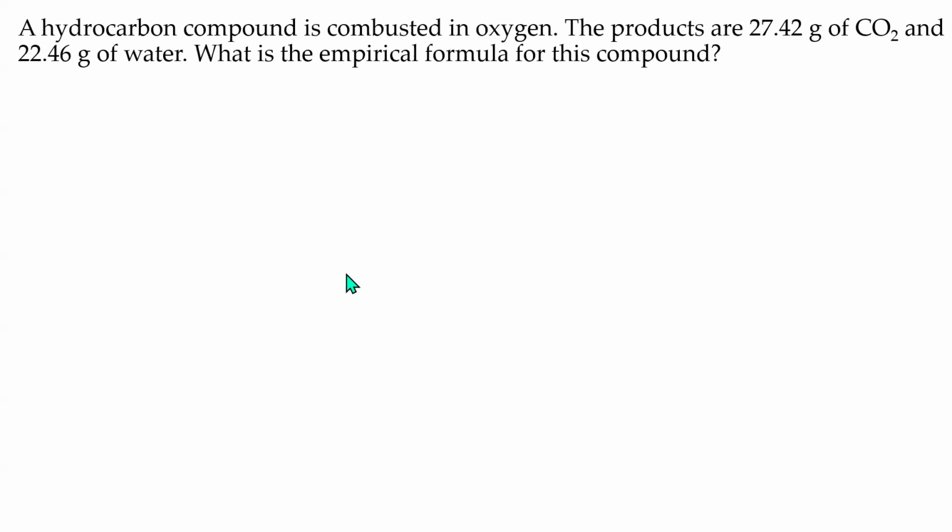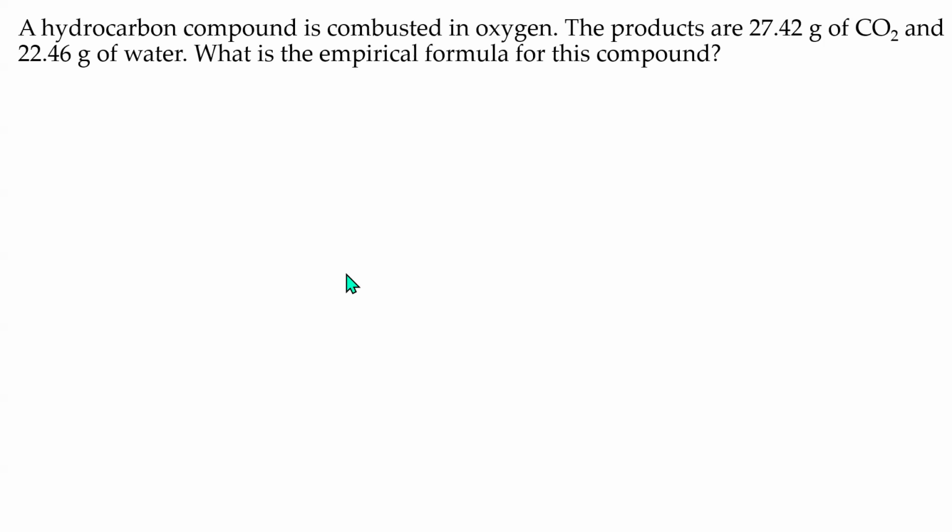In this video, we are going to look at how to calculate the empirical formula after a combustion reaction. A hydrocarbon compound is combusted in oxygen and the products are 27.4 gram of carbon dioxide and 22.4 gram of water. Then what is the empirical formula of the compound?